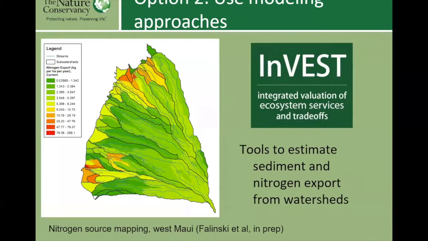You can use modeling approaches. One of those modeling approaches is a tool set called INVEST, and INVEST was designed for ecosystem services. But within INVEST, you have sediment and nitrogen models that can help you predict what sediment and nutrient export might look like. And on the left is a map of West Maui showing nitrogen export. So you can actually predict spatially where you think nitrogen is coming from based on different land use types.